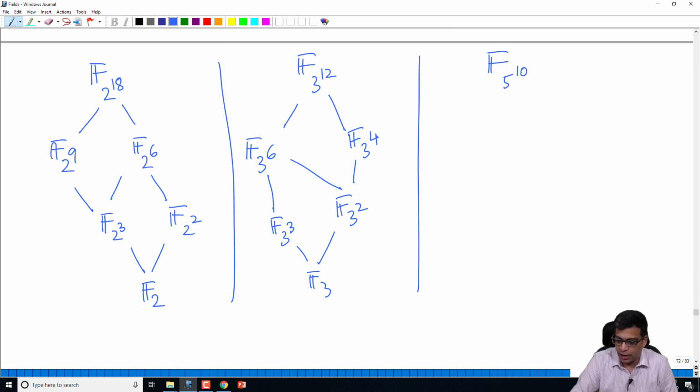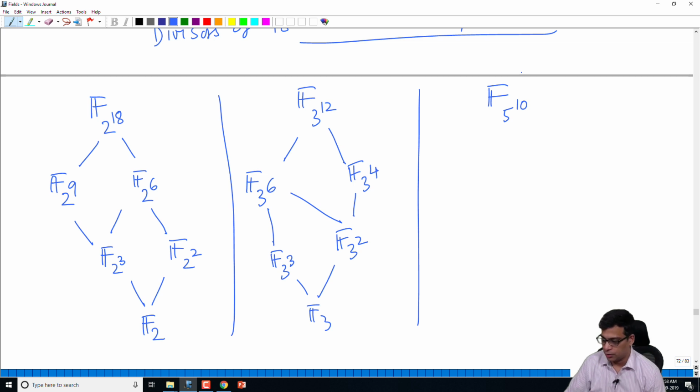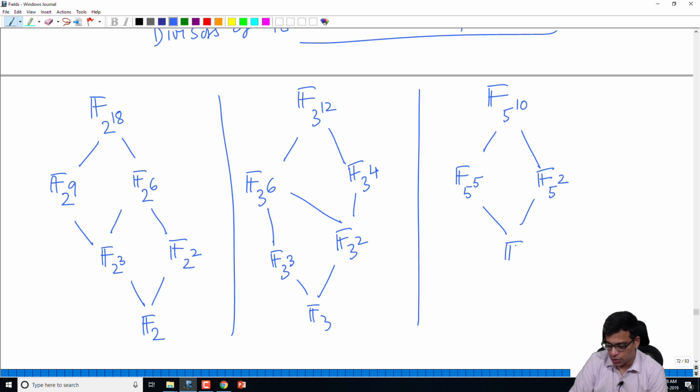So for example, if you take f5 power 10, 10 has factors 1, 2, 5 and 10. So here I get f5 power 5, f5 power 2, and there is no other factor, so this is just f5.